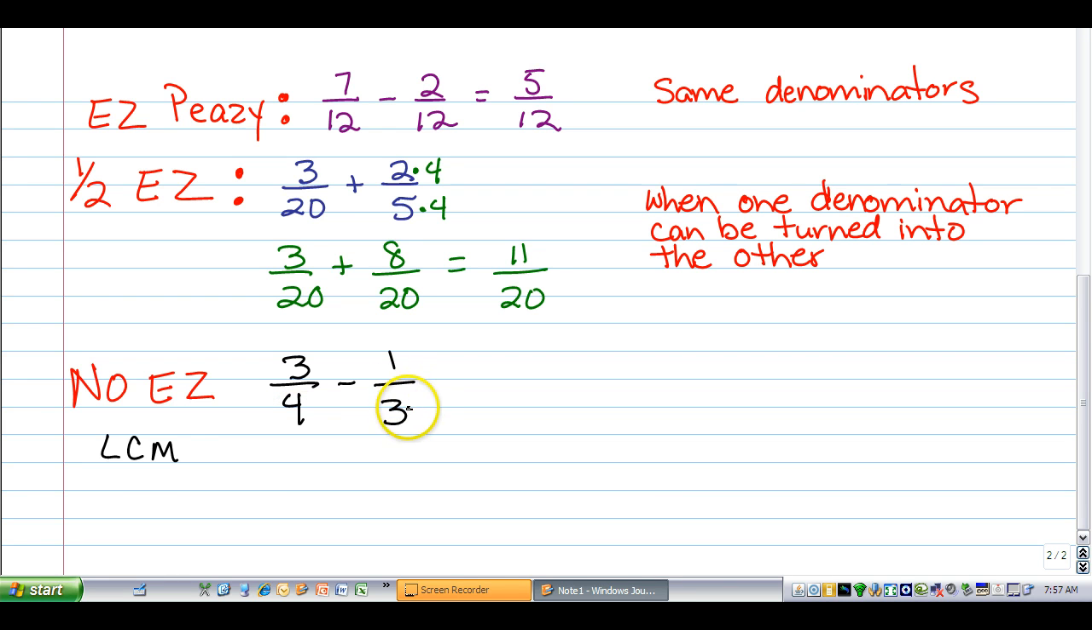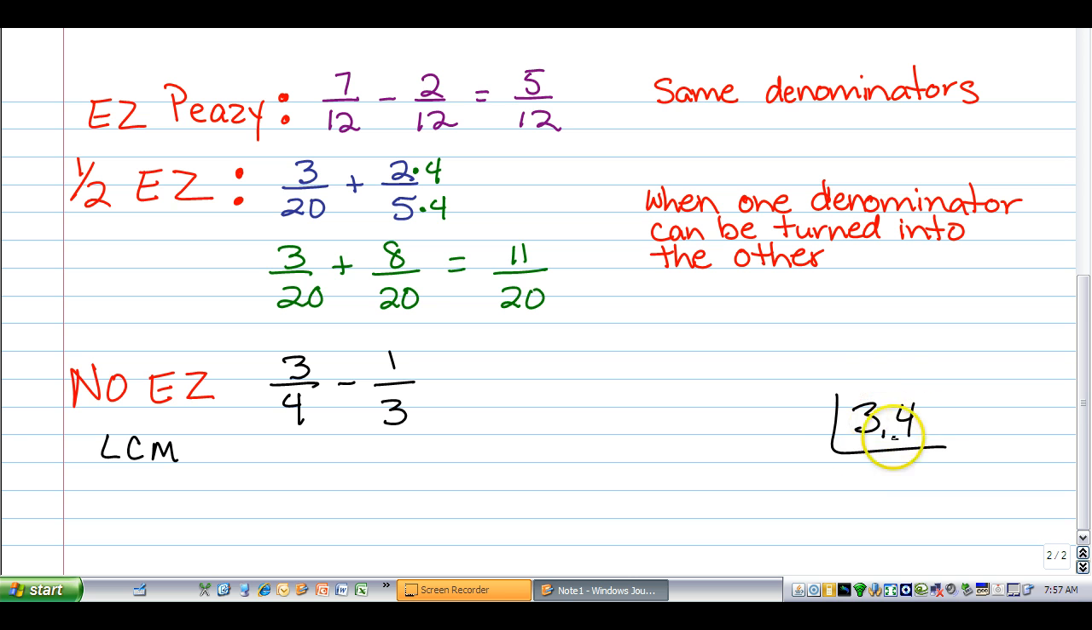So if I skip count 3, 6, 9, 12, 15, 18, and I skip count for the 4s, 4, 8, 12, 16, when will these two meet up? You probably heard it when I was skip counting, and that would be the least common multiple, which would be 12.